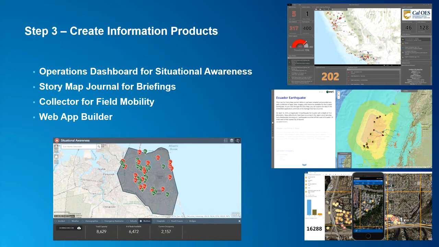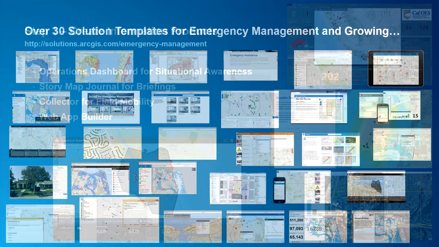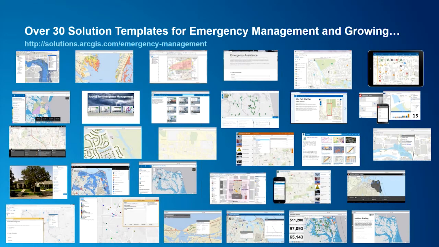But really, these information products are really important to have put together beforehand, have your operations staff ready to use these and trained in these, and really a chance to have conversation with folks on some of the types of information that they need. Obviously, there's a lot that you can do for emergency management with ArcGIS, and there's over 30 solution templates for emergency management that we have at our solutions site, and that number is growing all the time with new releases and adding to this number.